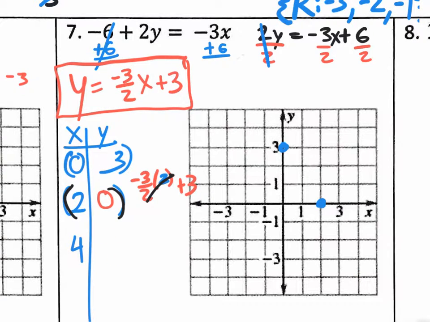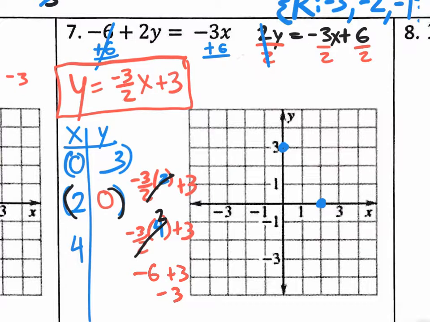When I plug it in, I'm going to have negative 3 halves times x plus 3. And we said we're plugging in 4. So the 4 divided by 2 is really 2. So I really have negative 3 times 2, which is negative 6. And negative 6 plus 3 is negative 3. I think I got that wrong.